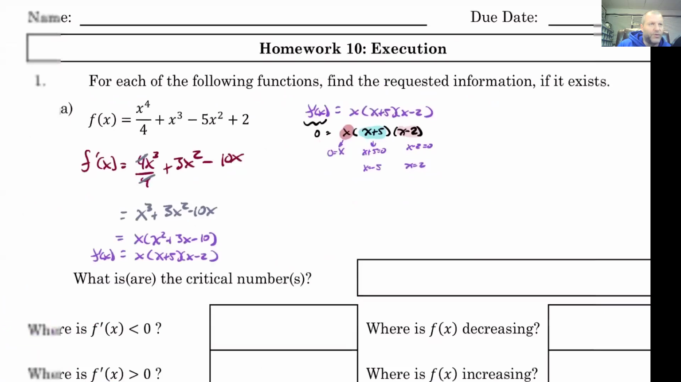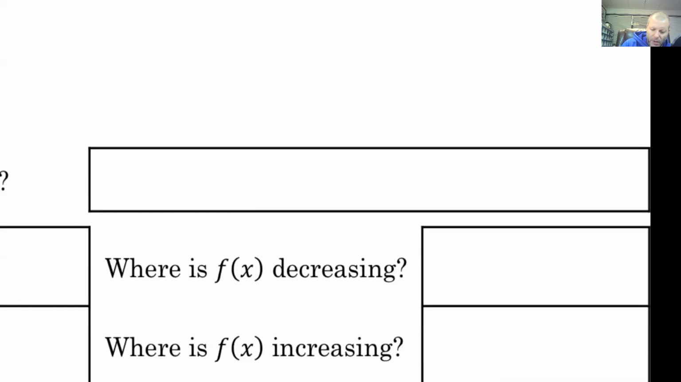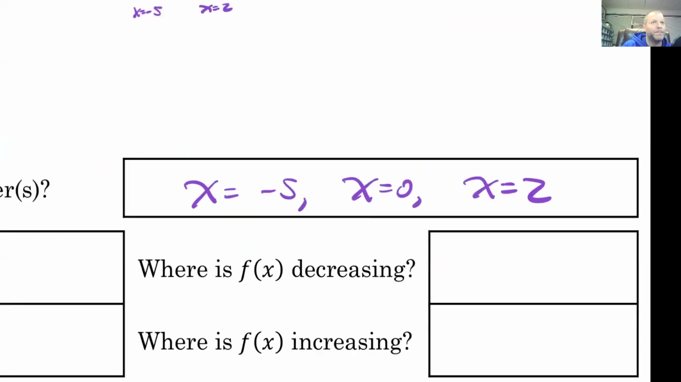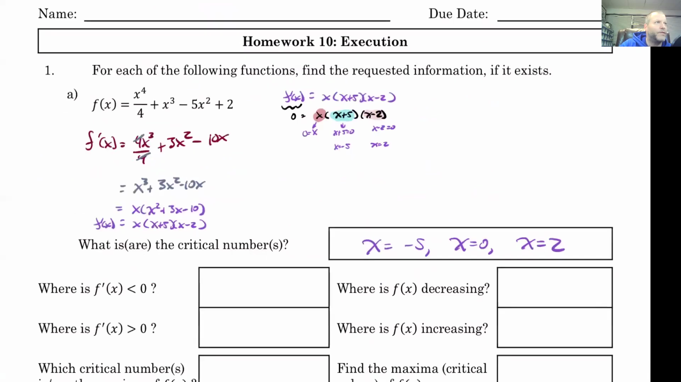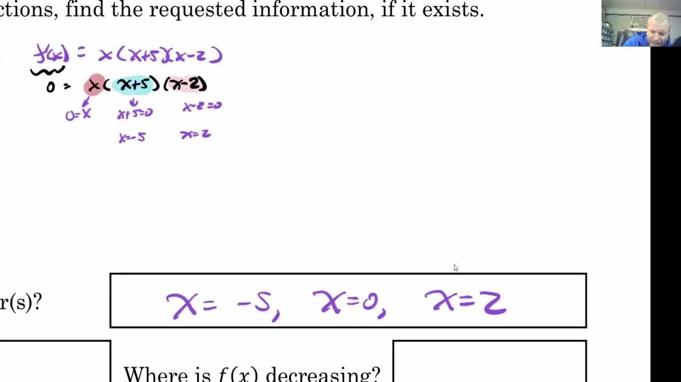So we're going to have three critical numbers here, right? If I throw them in order, we're going to have x equals negative 5, x equals 0, x equals 2. All right, so there's our critical numbers, right? Our function was defined for all real numbers, right? So these are the only places at which our first derivative can change. All right, so a lot of ways we can attack this, right?